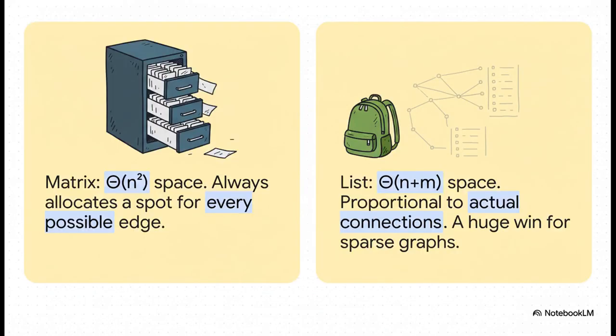Okay, round one, space usage. The matrix takes O of N squared space, period. It always has to allocate a spot for every single possible edge, whether it exists or not. The list, on the other hand, only takes O of N plus M space. Its size is proportional to what's actually there. So for what we call a sparse graph, think of a road map, where cities only have a few connecting roads, the list is a massive winner when it comes to saving memory.